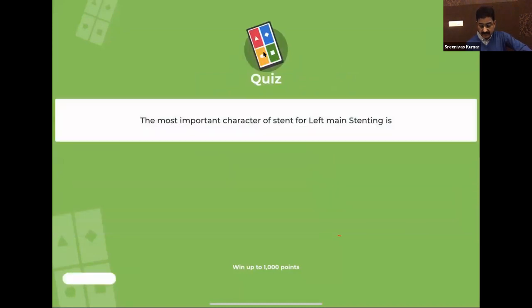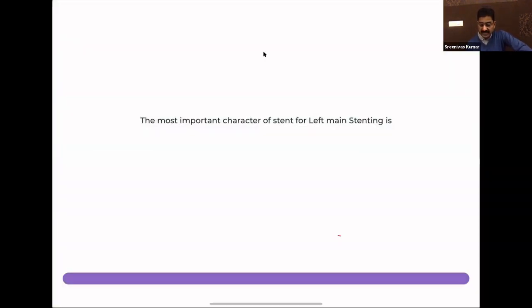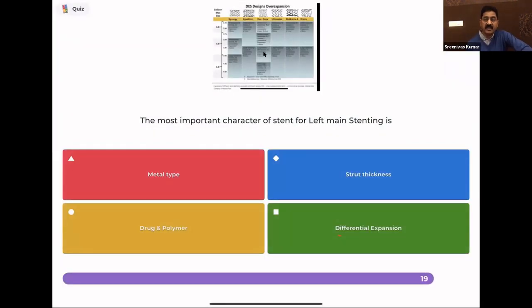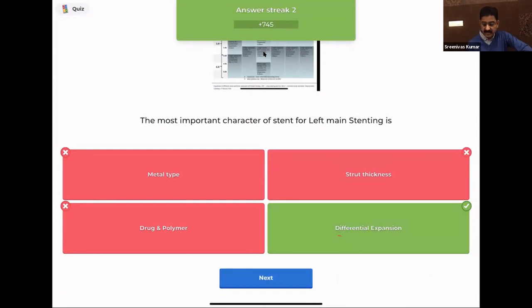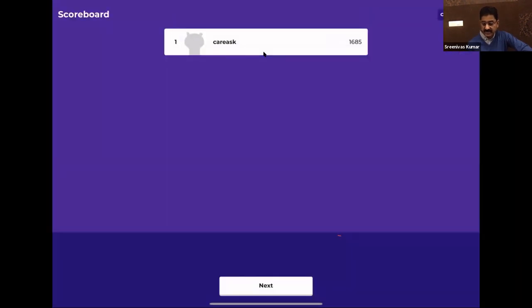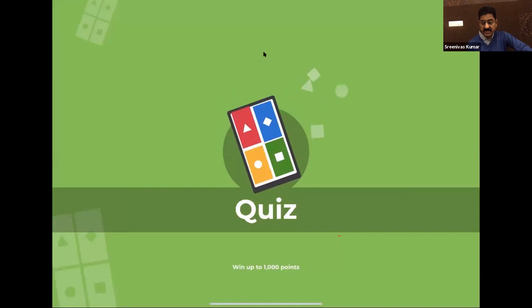The most important characteristic of a stent for left main stenting is this: when you're doing a crossover stent, the expansion limits have to be kept in mind. You should have the chart of differential expansion, along with proper studies and what is available with imaging, and then choose the preferred stent for left main stenting.